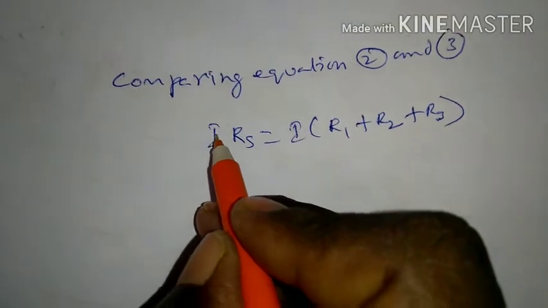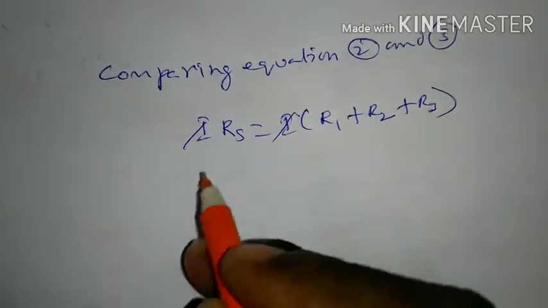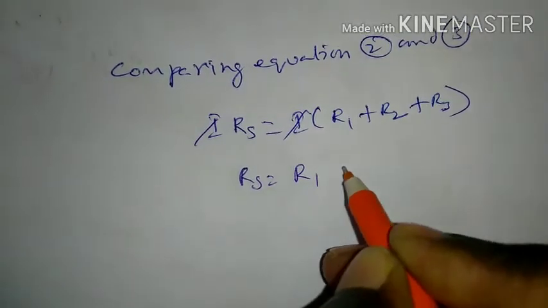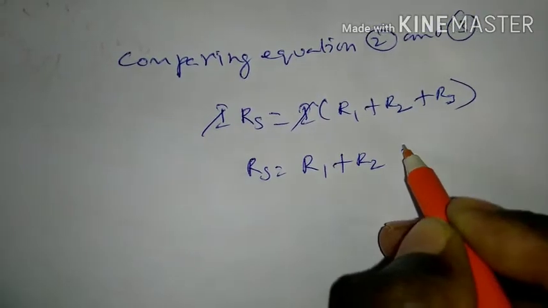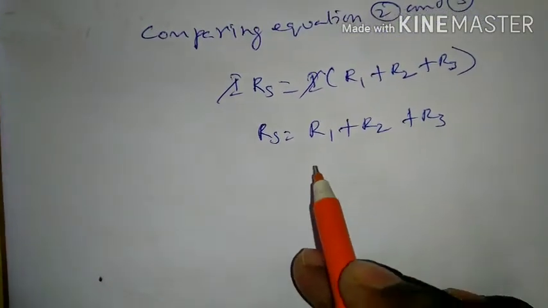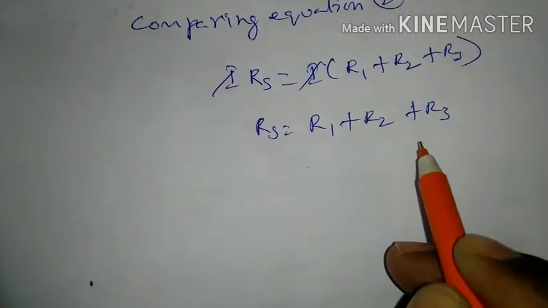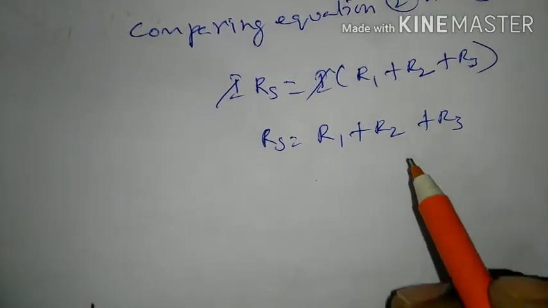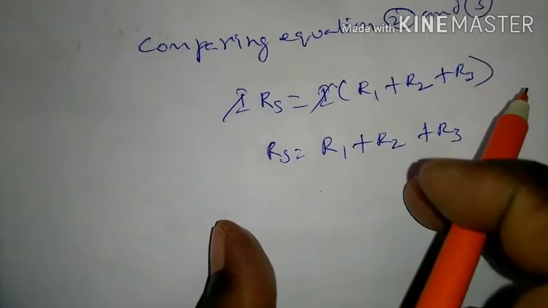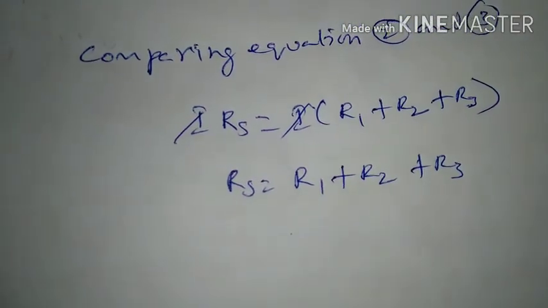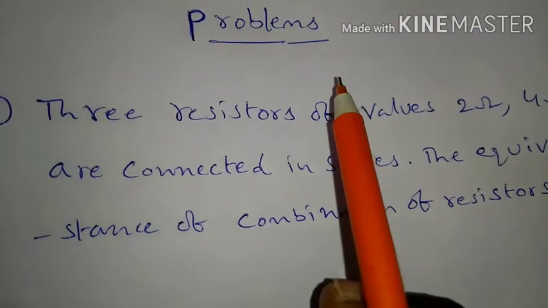After that, I cancels. Now Rs is equal to R1 plus R2 plus R3. This is resistance in series, the combination of resistance in series. This derivation is completed. Now start the problems.